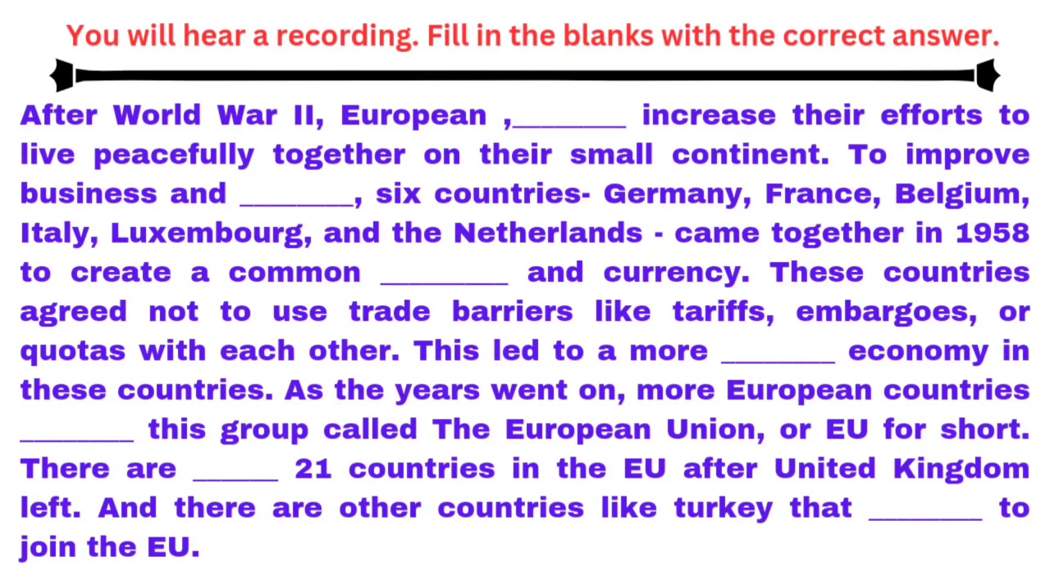After World War II, European countries increased their efforts to live peacefully together on their small continent. To improve business and trade, 6 countries, Germany, France, Belgium, Italy, Luxembourg, and the Netherlands, came together in 1958 to create a common economy and currency. These countries agreed not to use trade barriers like tariffs, embargoes, or quotas with each other. This led to a more prosperous economy in these countries.